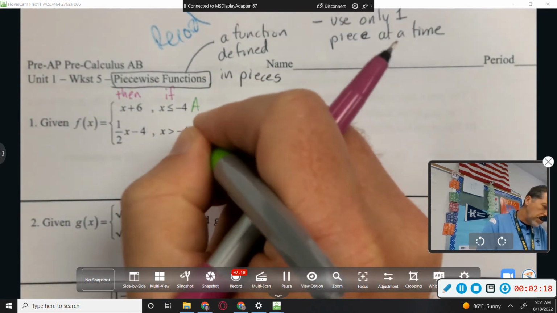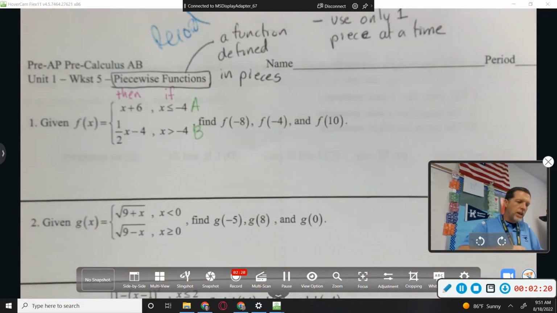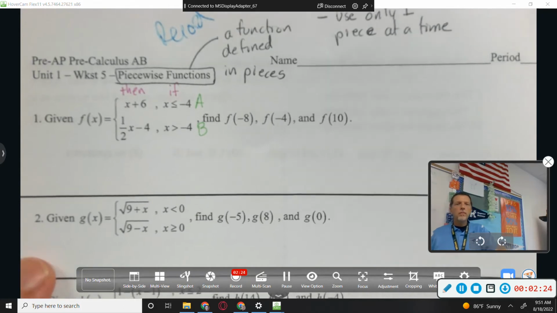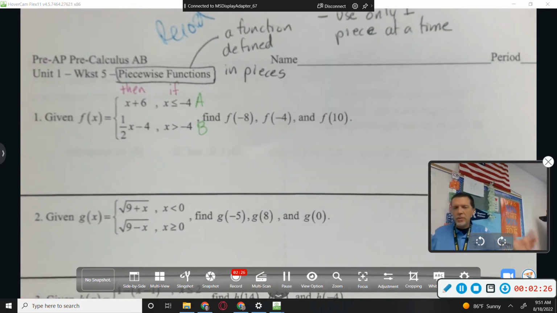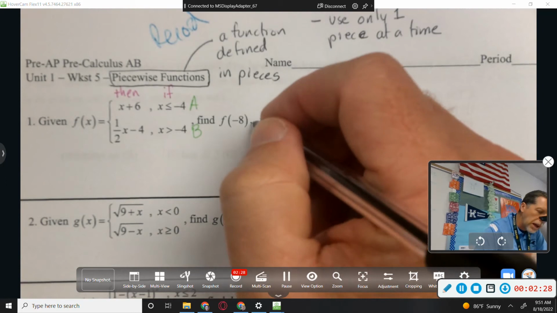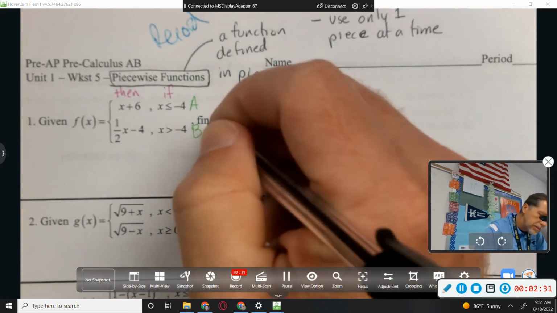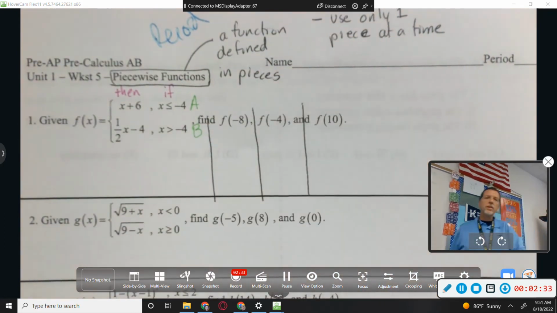Just so we can call them something, I'm going to call it piece A and piece B. You could say plug it into the top or the bottom. That's fine too, but just to give them a name. And then we're going to work these three together.